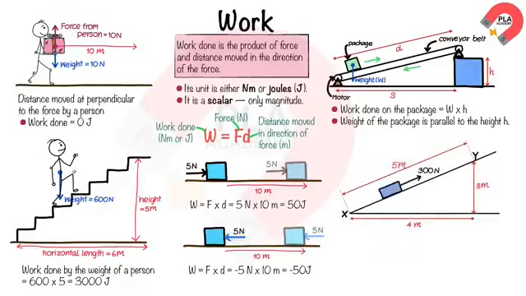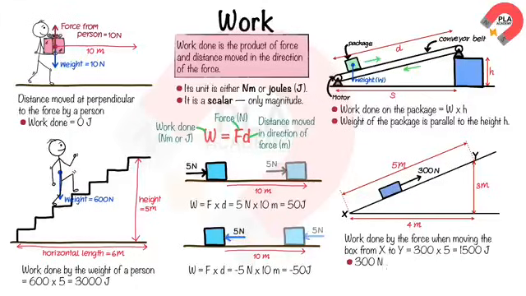A 300 newton force is applied to a box to move it up a ramp, as shown. Therefore, the work done by the force when moving the box from x to y is 300 times 5, which equals 1,500 joules. This is because the force of 300 newtons is parallel to the 5 meters.